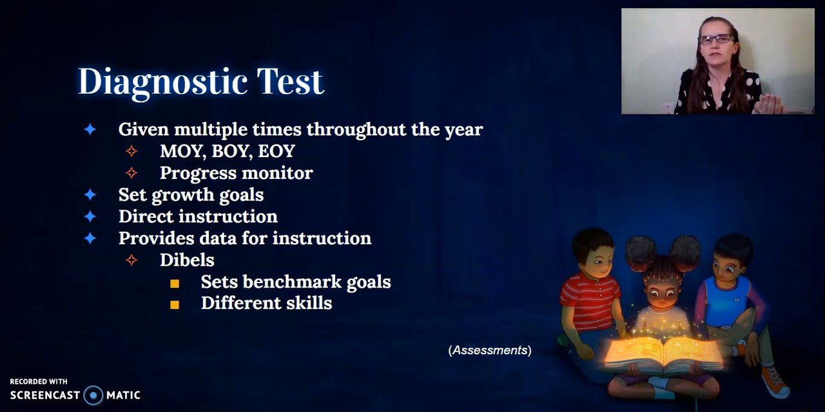So we also have our beginning of the year data and our end of the year data, and that's where we compare how much growth did they make? Did they make a full year's growth? And then we, of course, progress monitor off of this information. We set growth goals, and we do direct instruction through small group, through remediation and intervention.